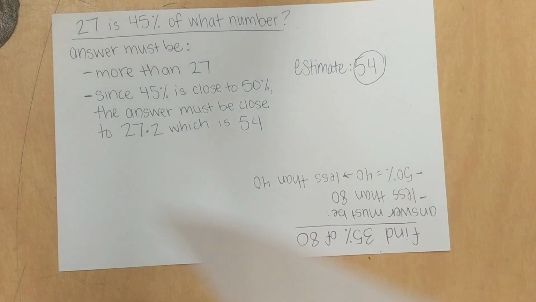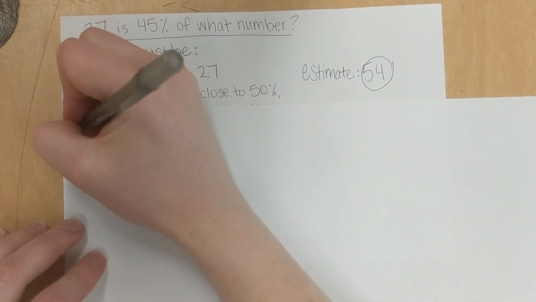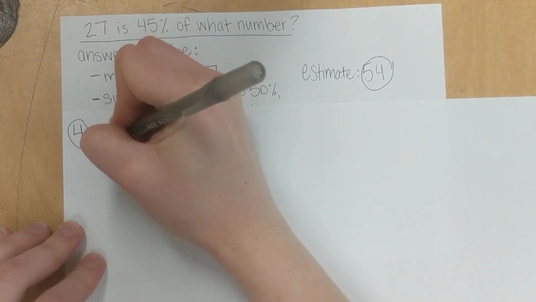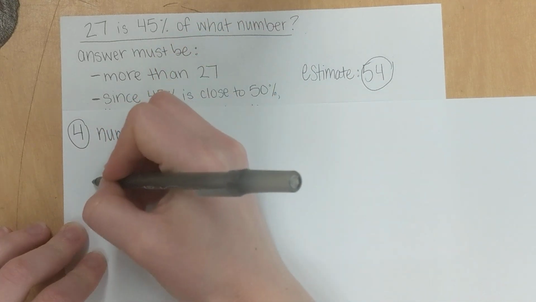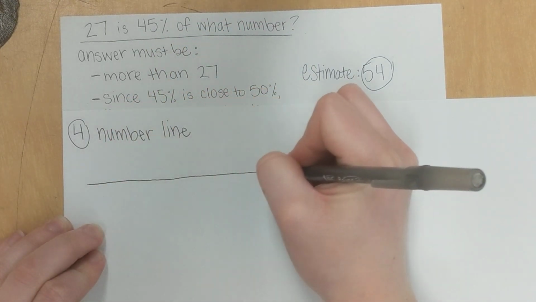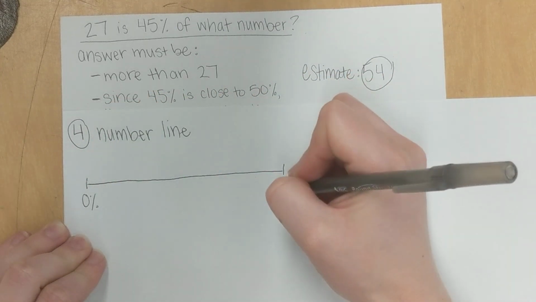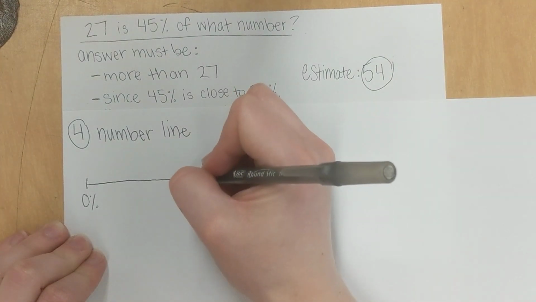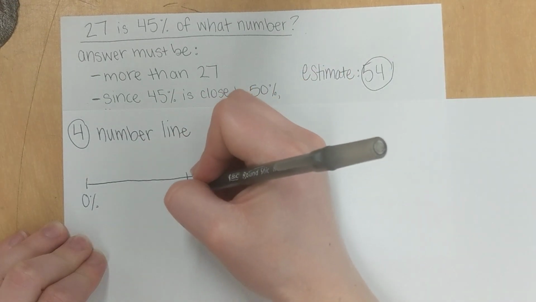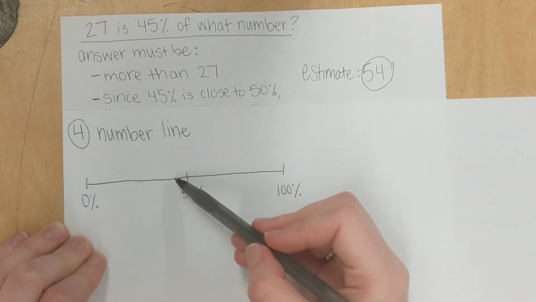I'll flip this over. Last strategy is we'll use a number line. Okay, so on the number line, we'll have percents and whole numbers, 0%, 100%. And I know I'm going to put 50% in there because that's always pretty easy to place right in the middle. And I know what 45% is. So that's right around here.